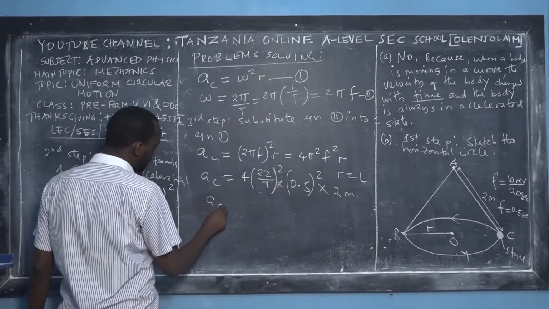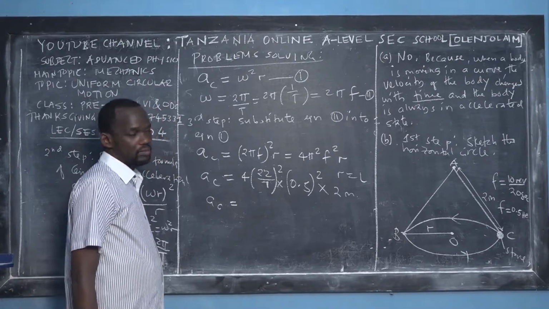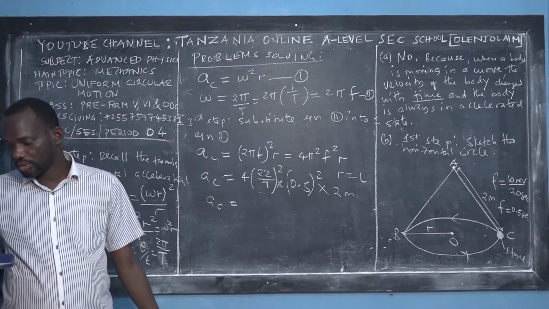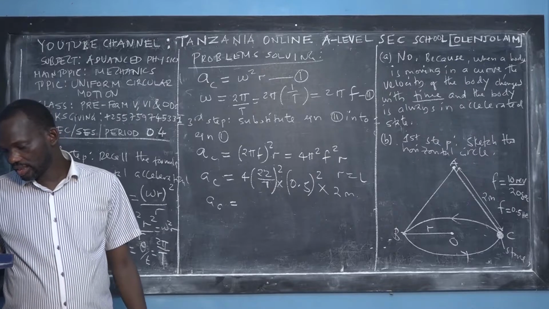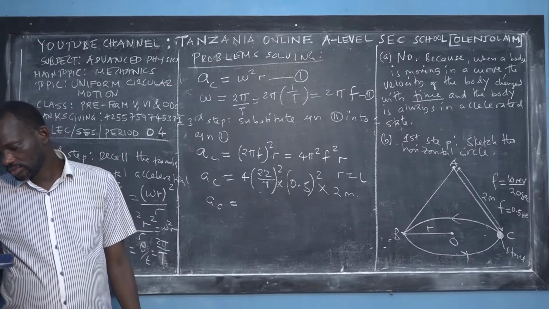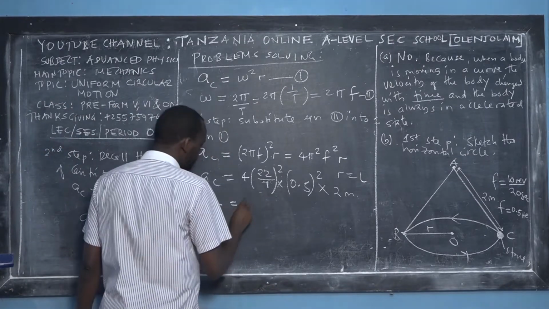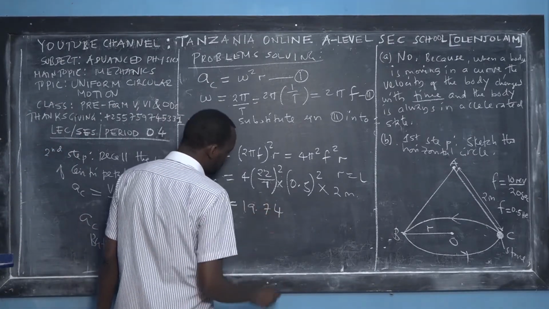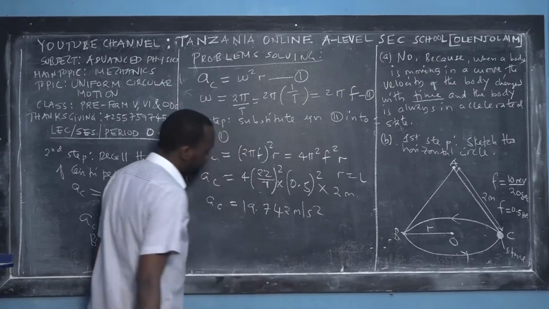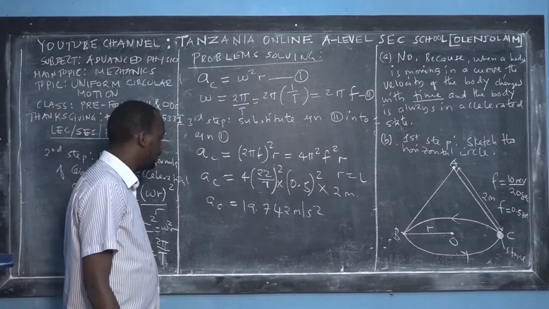So centripetal acceleration is equal to what? Use your scientific calculator. I think I should wait for you to look for that. I think you have got it. So it is 19.742 meters per second square.